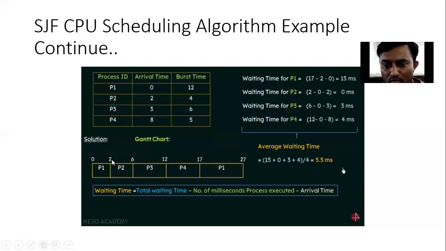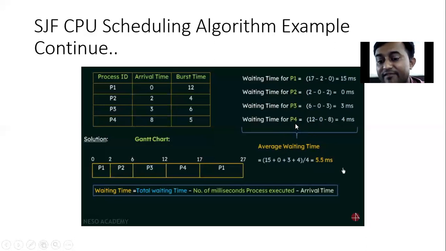For P2, the total waiting time is 2. We need to check whether P2 was executed previously. No, P2 was not executed previously, so the number of milliseconds executed is 0. So 2 minus 0 minus the arrival time of P2, which we can fetch from here, is 2. So 2 minus 0 minus 2 is equal to 0 milliseconds. In this way you can calculate for P3 and P4. Once we have the waiting time for the different processes, we can find the average waiting time.